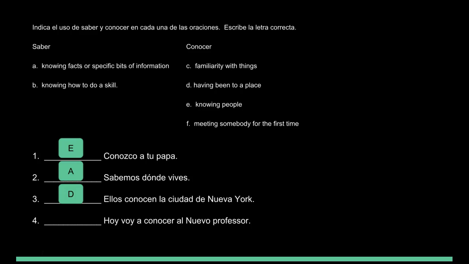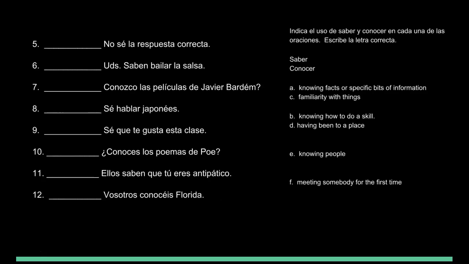Número cuatro, hoy voy a conocer al nuevo profesor. F, right? Because today you are going to meet the new professor. Meeting somebody for the first time, you use conocer. So, número cinco, no sé la respuesta correcta. I don't know the correct answer. So here I don't think you have all the right things on the right hand side, but you do have them on your paper and the screen before. So you would have used A, knowing facts or specific bits of information.